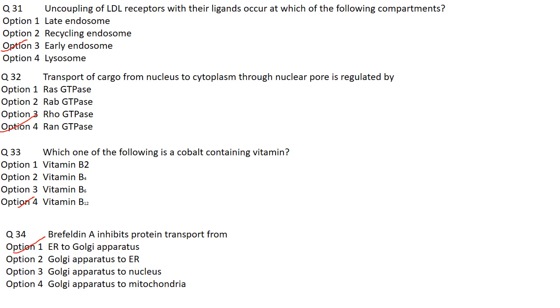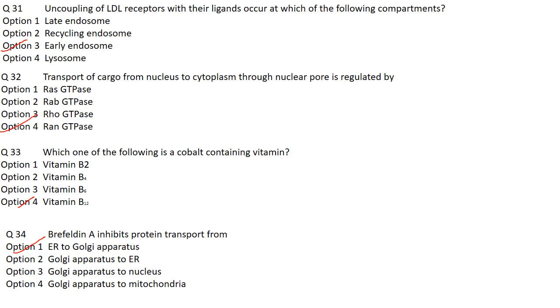So what have they asked? Uncoupling of LDL receptors with their ligands occurs at which of the following compartments? So it is in the early endosome, because the clathrin coated vesicles fuse with the early endosome in which their LDL contents are sorted for transport to lysosome or recycling to the plasma membrane. So the answer is option 3.